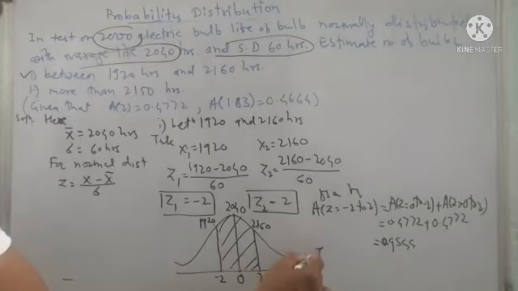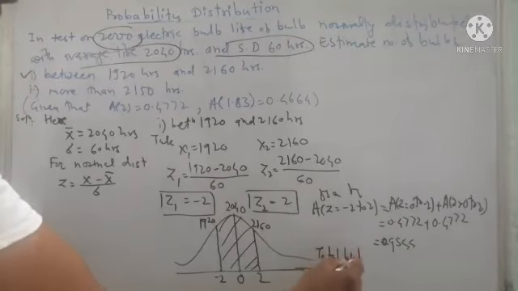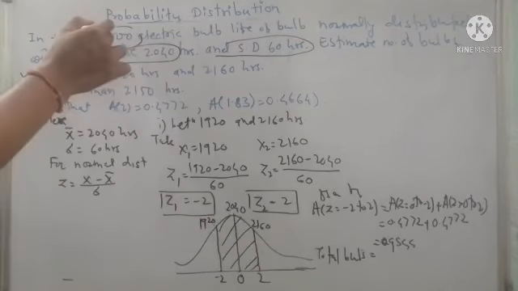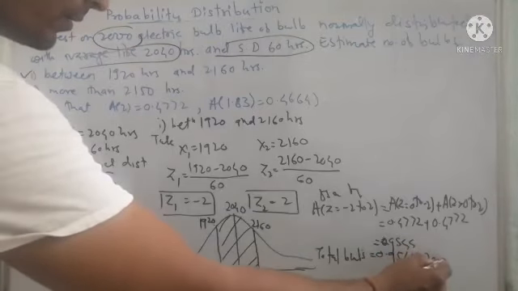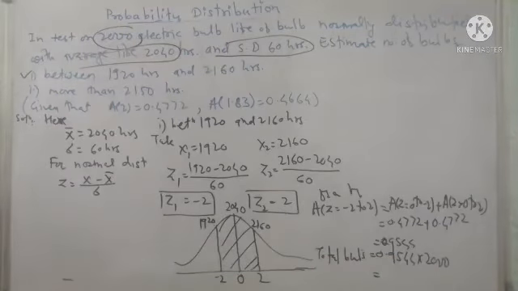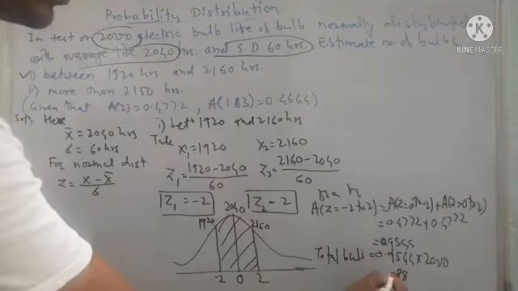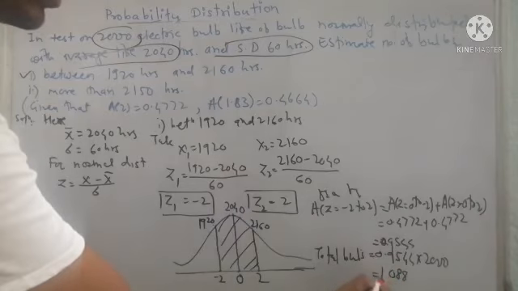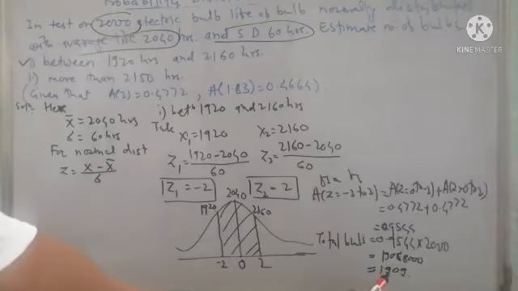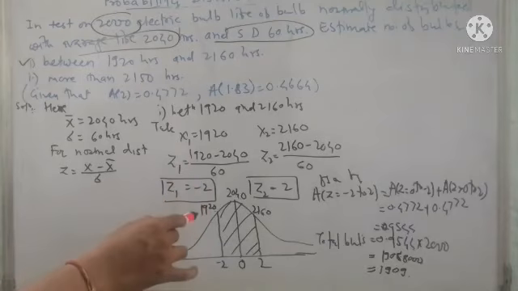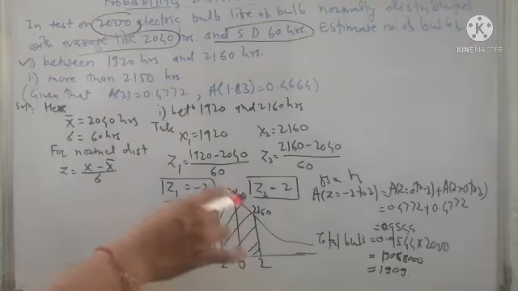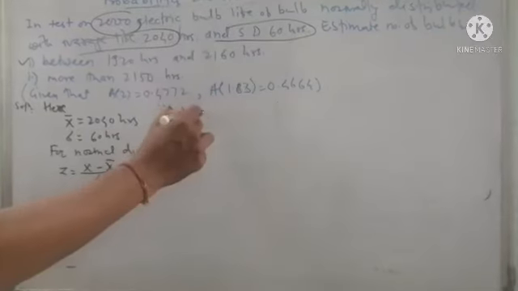As the total is a distribution of 2000 bulbs, multiplying this area by 2000 we get the required answer, which will be 1908.8, or about 1909. So 1909 bulbs out of 2000 have a life between 1920 hours and 2160 hours.